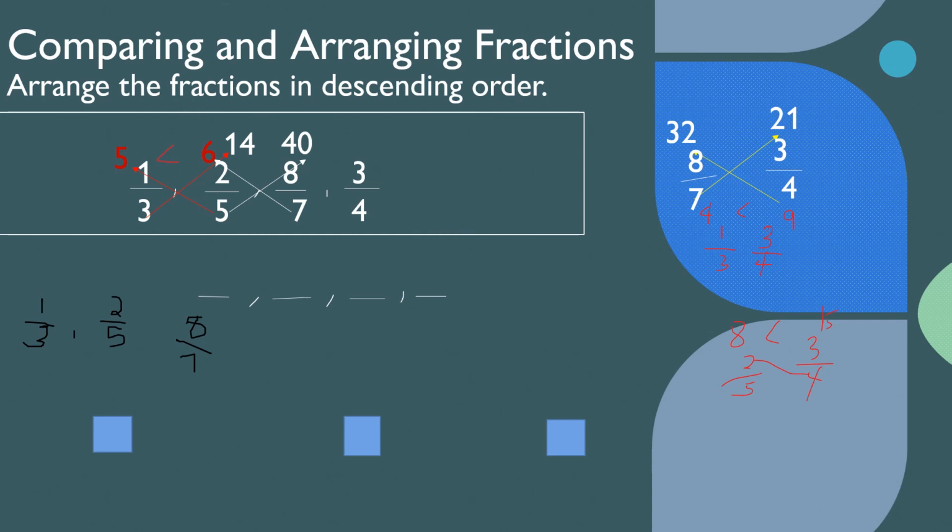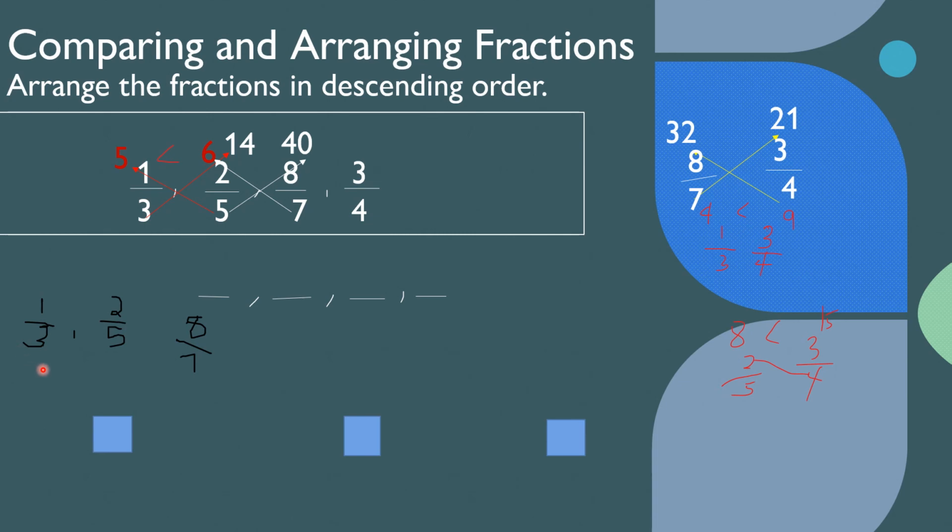Okay, ngayon i-compare naman natin yung 3/4 sa 1/3. So, ito ngayon. 1/3 compared sa 3/4. So, 1 times 4, that is 4. 3 times 3, 9. So, ibig sabihin, mas maliit pa rin ang 1/3 kaysa sa 3/4. Okay? Kasi 4 is less than 9. So, alam natin na ang 1/3 ay mas maliit sa lahat.